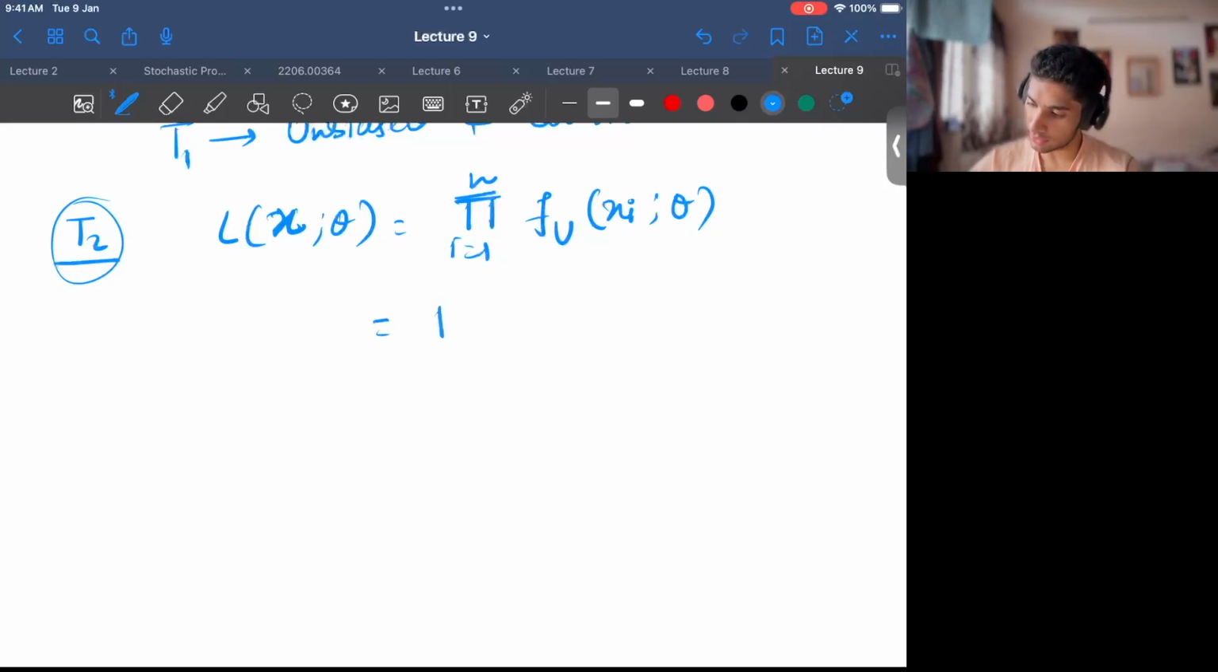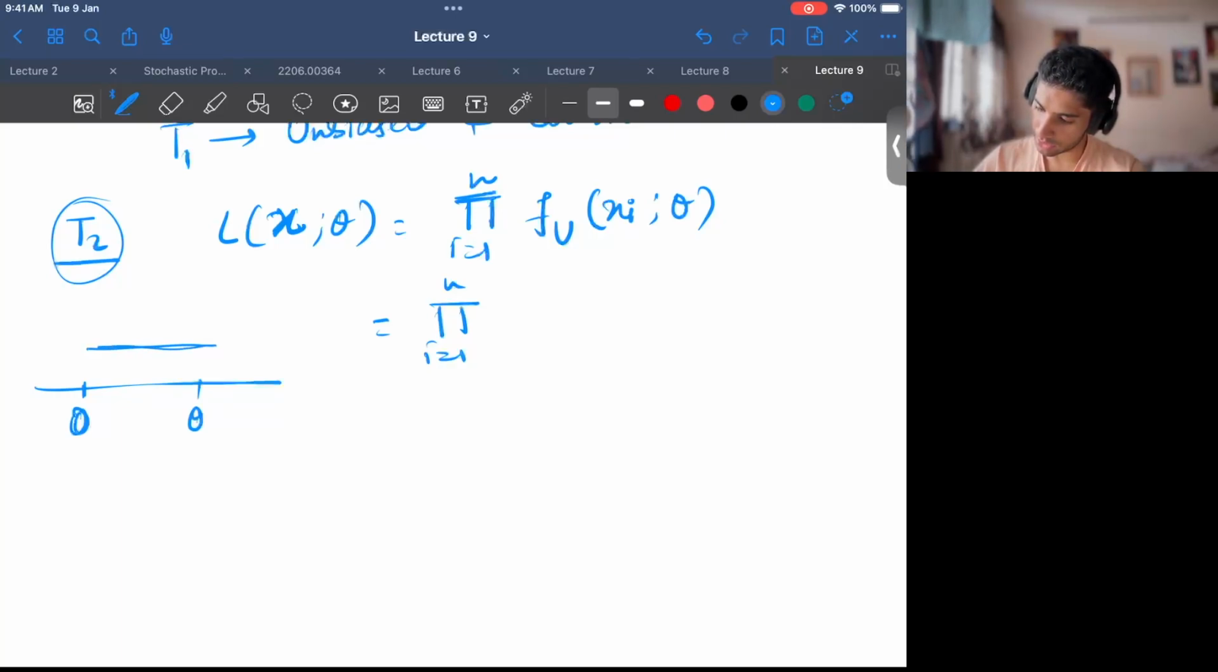This thing is equal to the product over i equal to 1. Remember, your uniform distribution looks something like this. If this is 0, this is theta, and this is your constant, then this value is equal to 1 by theta, and afterwards, here and here, it's 0. This is important. The value of the likelihood at a point is 1 by theta only if it is between 0 and theta, otherwise it is 0, right?